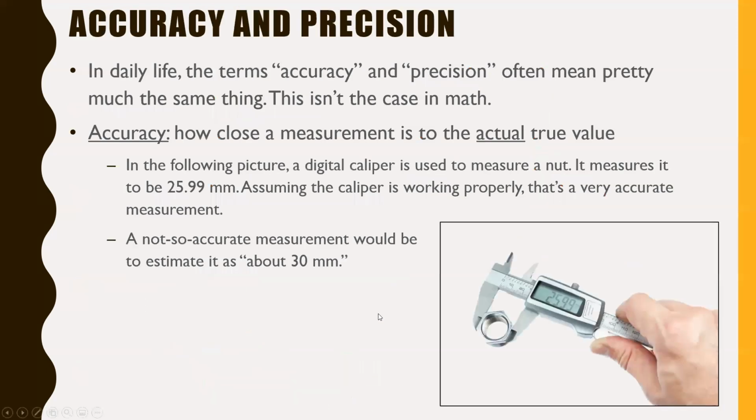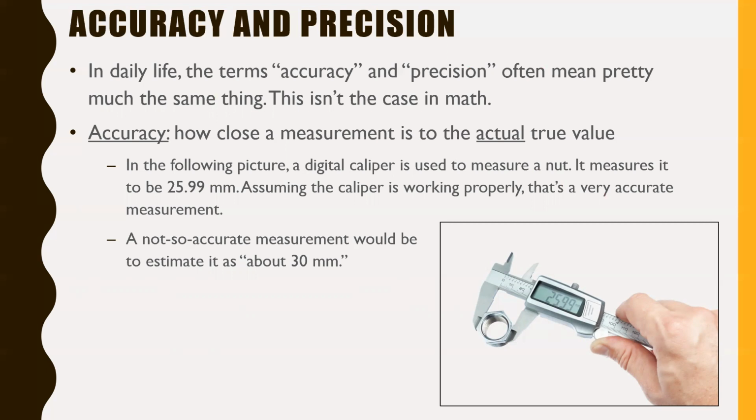Anyway, moving on. So to the actual new topic today, rather than just dealing with unit conversions, accuracy and precision is the name of the game today. Now, in daily life, just in day-to-day normal conversations, the terms accuracy and precision often mean pretty much the same thing. There really isn't much noticeable difference between saying your accuracy and your precision. But this is not the case in math. In math, there's a subtle difference between the two.